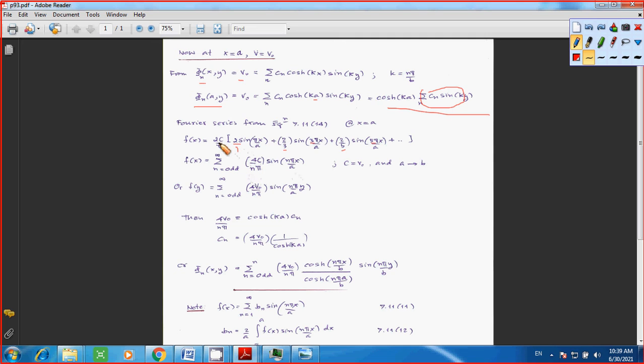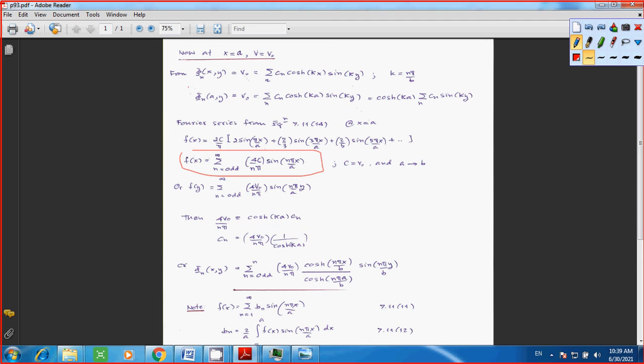So you need to divide it by n, and you also have pi. So that's why I have this term. You have f(x) equal to the summation, n odd number to infinity, of c over n pi, sine n pi x over a. Okay, this is your f(x).